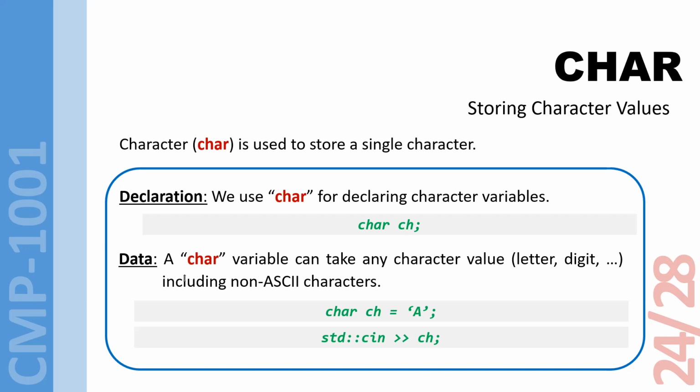So when you are declaring, you just write down char, again in lowercase letters. And if you are trying to put a value inside these variables, you have to put them within single quotes, as you can see here. Char ch equals within single quotes capital A. Reading something to a character is no different than reading an integer number or a double number.